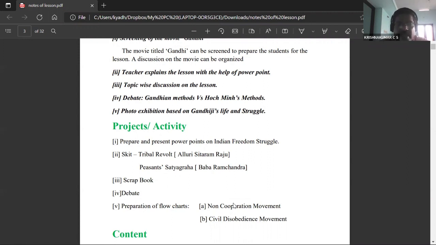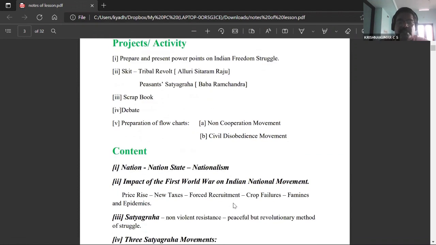Children can maintain a scrapbook. They can collect the pictures, newspaper reports, etc. connected with the freedom movement. Available in the internet. Debates can be conducted. Flowcharts can be prepared based on non-cooperation movement, civil disobedience movement. So various projects and activities can be carried out in the lesson.